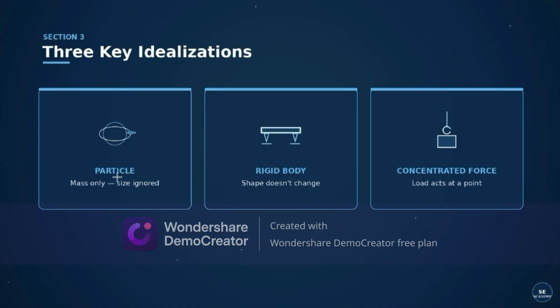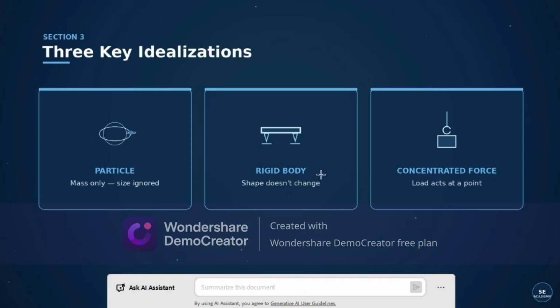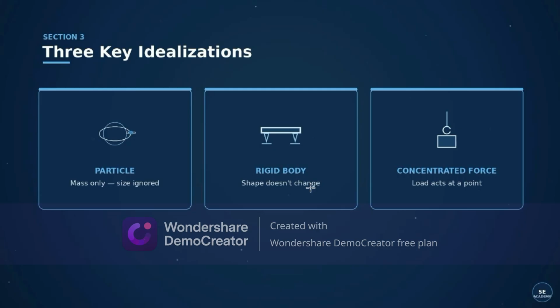So we have a particle, which has mass only, size ignored. A rigid body, whose shape doesn't change. So when they ask you what a rigid body is, it is an object whose shape doesn't change. What about a concentrated force? This is just a load acting at a point. So those are the three idealizations, and we are done with section 3. Let's go to another thing.